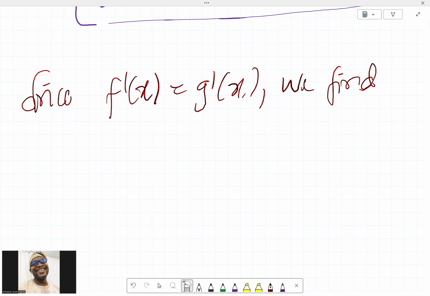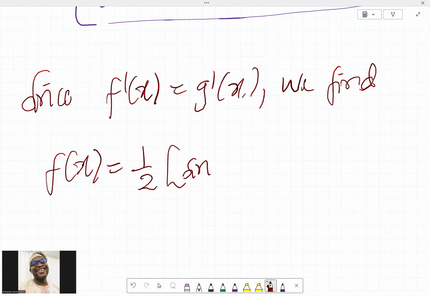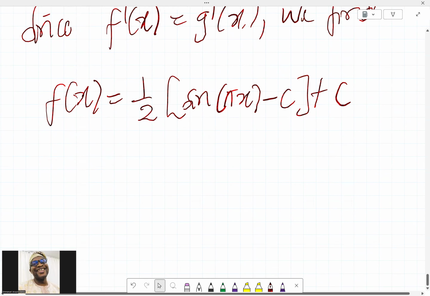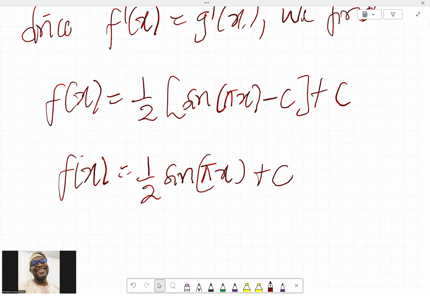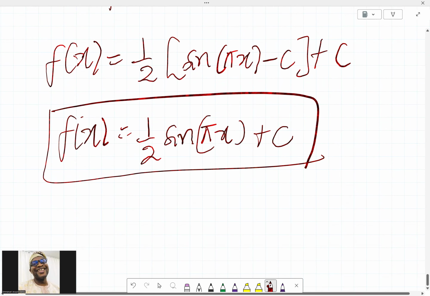We just know that since that is the case, we can get f of x to be g of x already. That's half sine pi x, half sine pi x minus c, which you had, plus another c. So with that we can then say we have f of x to be equal to half sine pi x, then minus half c plus c. Everything just goes to constant c, so we don't have to worry. So f of x gets us this.